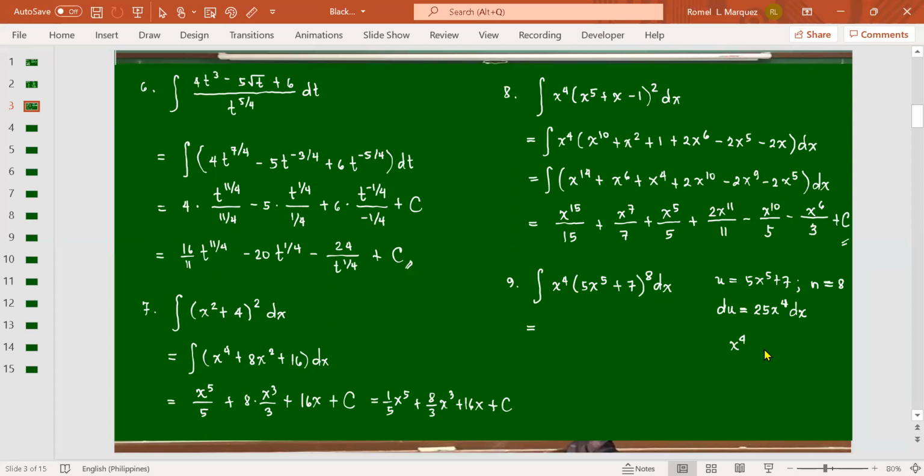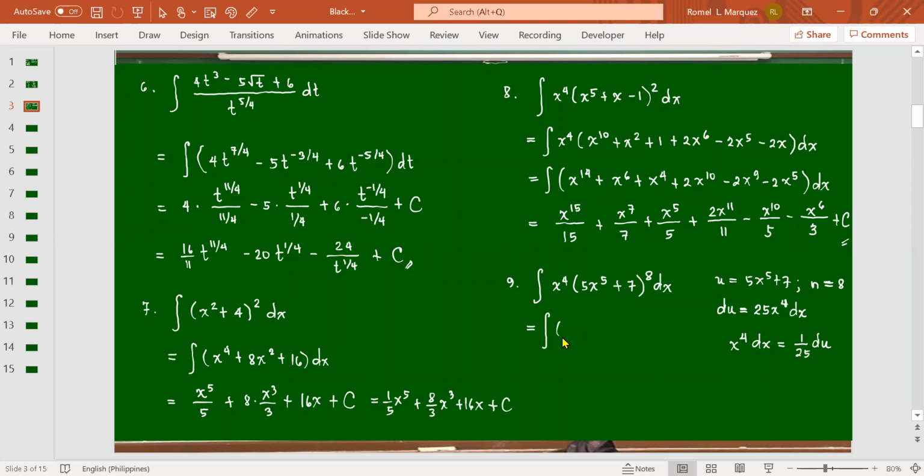So what is x to the fourth? Solve for x to the fourth. What is x to the fourth dx? 1 over 25 du. 1 over 25 du. So this is our x to the fourth dx. Okay? Let's now replace this.